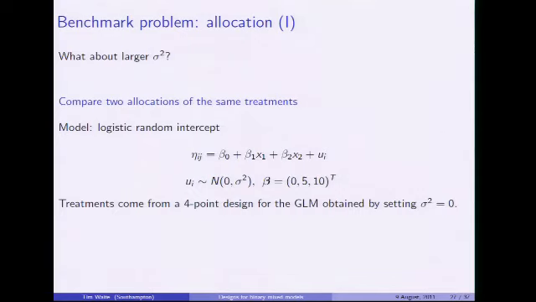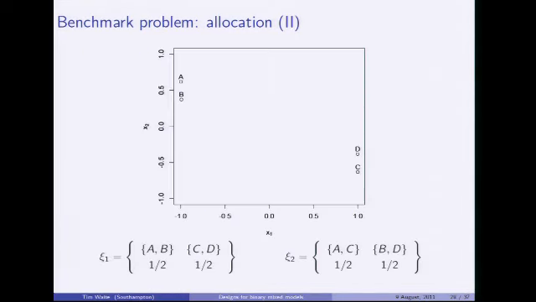Here we're going to look at the logistic random intercept model again. Basically what we're going to do is fix some treatments, consider allocating those treatments to blocks in a few different ways, and vary the model parameters and see what happens. We get those treatments from a 4-point GLM design for the model in which we essentially kill these random effects. If we do that, these are the treatments we obtain.